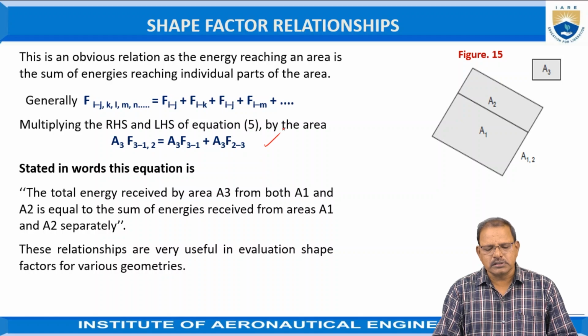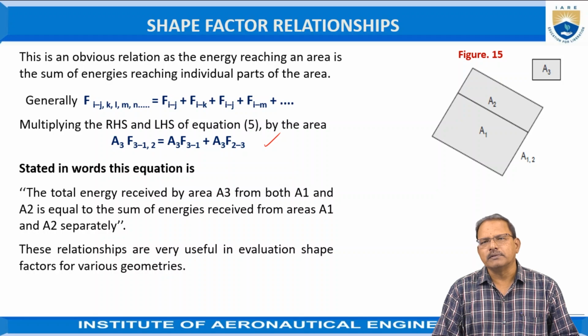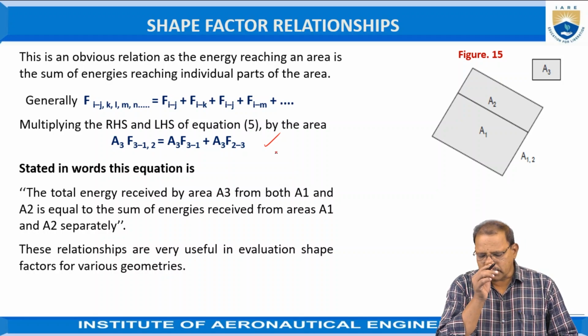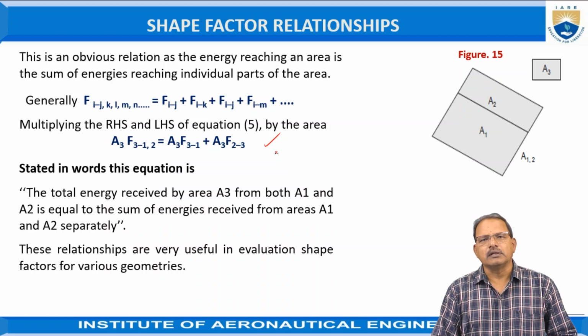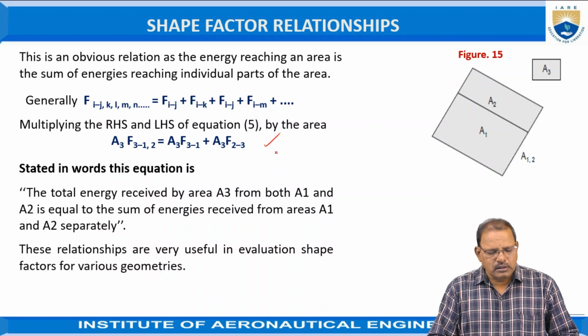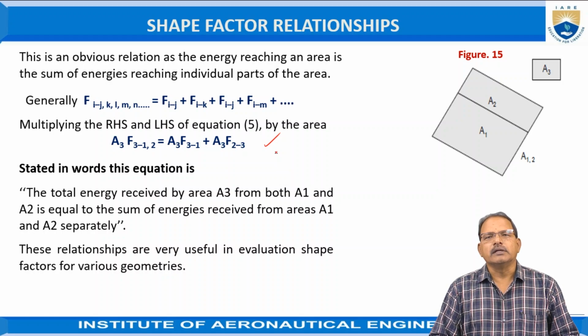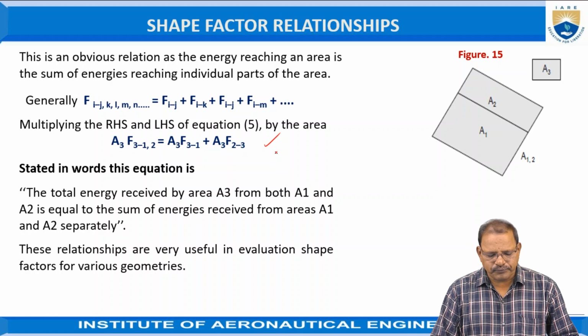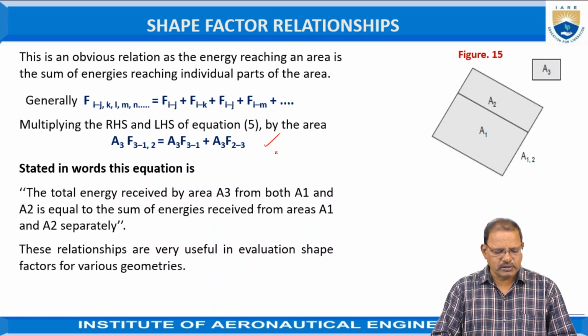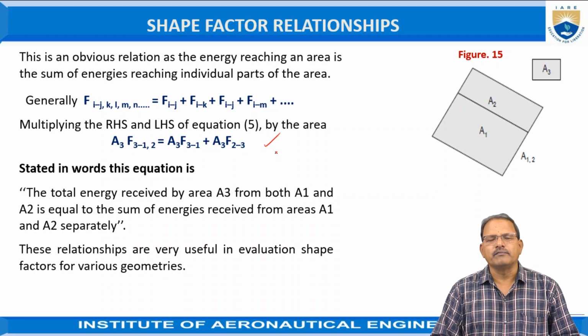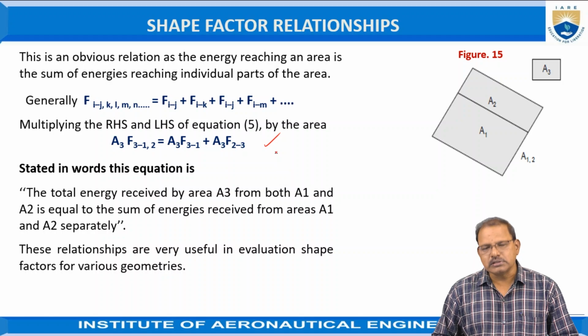So multiplying RHS and LHS by the area, we get A3 F3(1,2) is equal to A3 F31 plus A3 F32. This is finally a conclusion from the reciprocity theorem. It can be stated as the total energy received by the area 3 from both A1 and A2 is equal to the sum of the energies received from the areas A1 and A2 separately. These relations are very useful in evaluation of shape factor for various geometries.